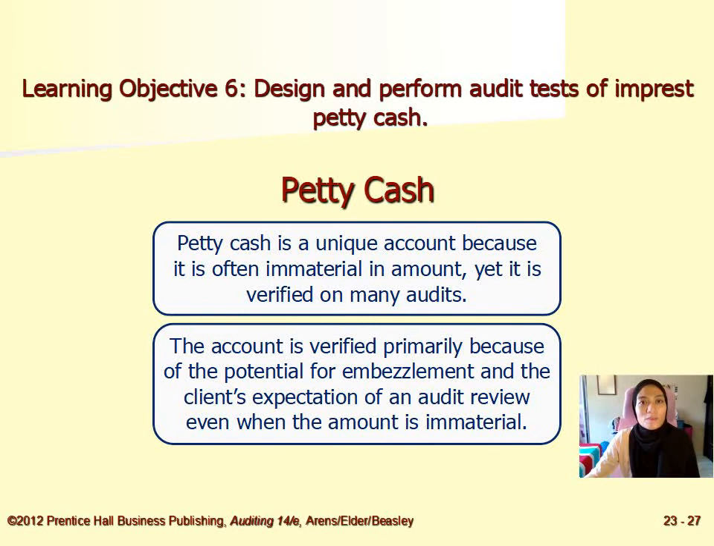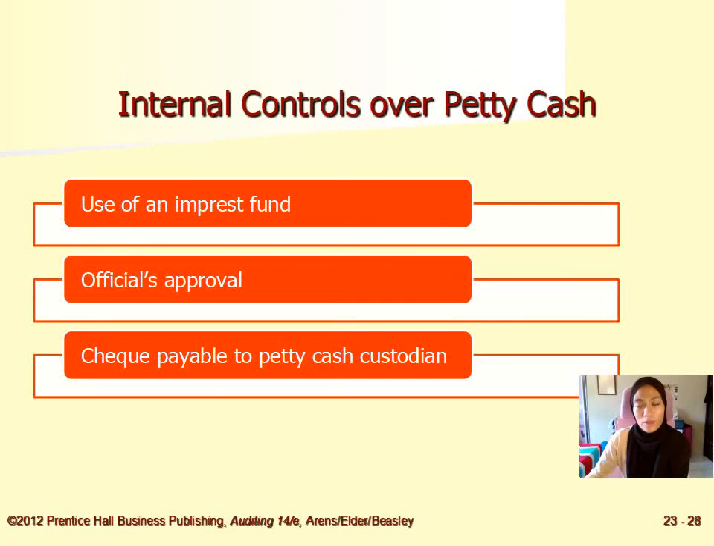Next is learning objective 6, which is to design and perform audit tests of imprest petty cash. So petty cash is a unique account because it is often immaterial in amount, yet it is verified on many audits. The account is verified primarily because of the potential for embezzlement and the client's expectation of an audit review even when the amount is immaterial. So there are several internal controls over petty cash.